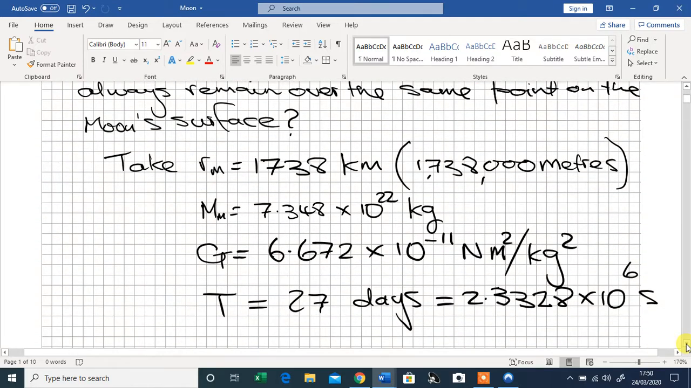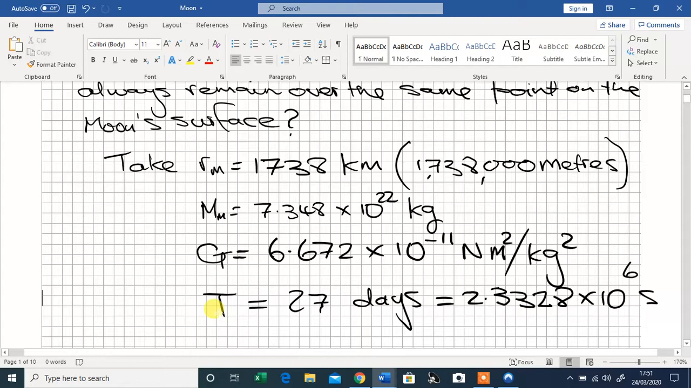And we're given some data. The radius of the moon is 1,738 kilometres. But this equates to 1,738,000 metres. Now, the mass of the moon is 7.348 times 10 to the 22 kilograms, and the gravitational constant is 6.672 times 10 to the minus 11 Newton meters squared per kilogram squared.